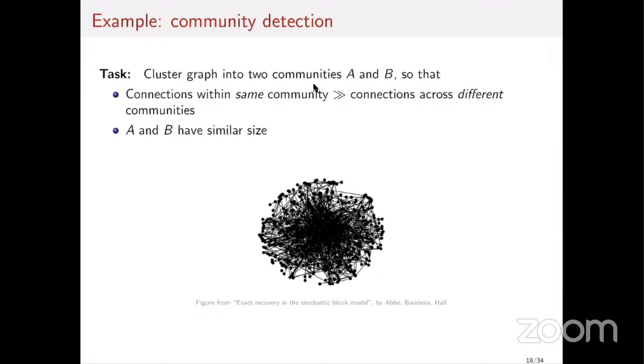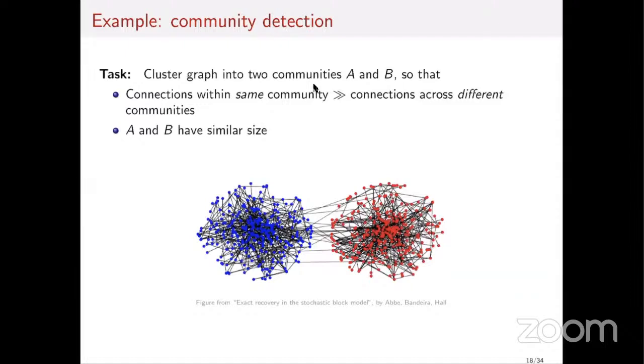And how do I define a community? A community is a set of nodes in such a way that the connections within the same community are much greater than the connections across different communities. Another thing I would like is for the two communities to have similar size, not equal size, but approximately equal size. So in this example, this is a graph with many nodes, and this is an assignment of each node to a certain cluster. You can see that indeed we have many edges within the same community, and much fewer edges across different communities. So much fewer edges between blue and red, and many more edges between blue and blue or red and red.